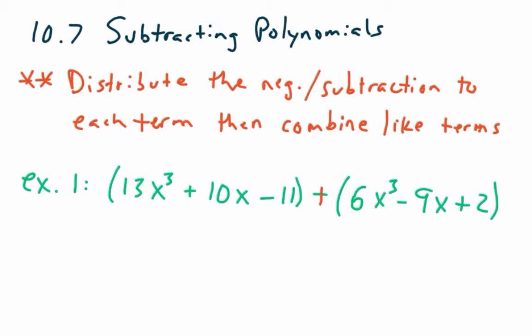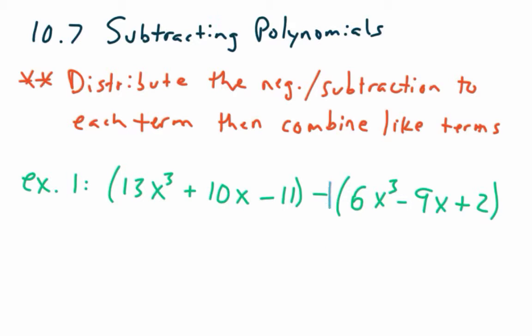Yesterday, we had a problem that looked like this. It was an addition problem, and I said if we could put a number right there, the number would be a 1. You can look at it as though it's a plus 1 times this, and if you distributed it, it would just give you the plus 6x to the third, and then a minus 9x, and then a plus 2. That's really what we're doing today. We don't have a plus there, we have a minus, but if you had to pick a number to put right there, it's like having a little minus 1.